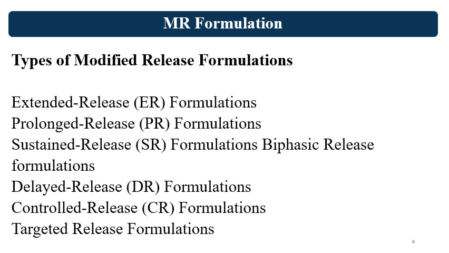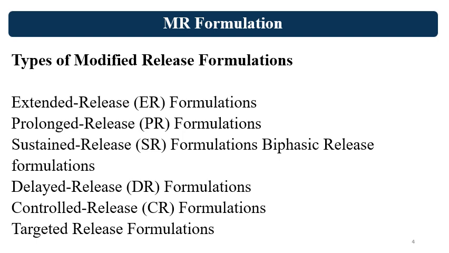Then come to the types of modified release formulations. Many types are there, like extended release, prolonged release, sustained release formulations, biphasic release formulations. Delayed release formulation is also a type of modified release formulation, controlled release formulation, and targeted release formulation. So in this, the ER, PR, SR, and CR types of formulation are those formulations which have longer duration of drug release. Biphasic release formulations are those which contain the IR dose as well as the MR dose.